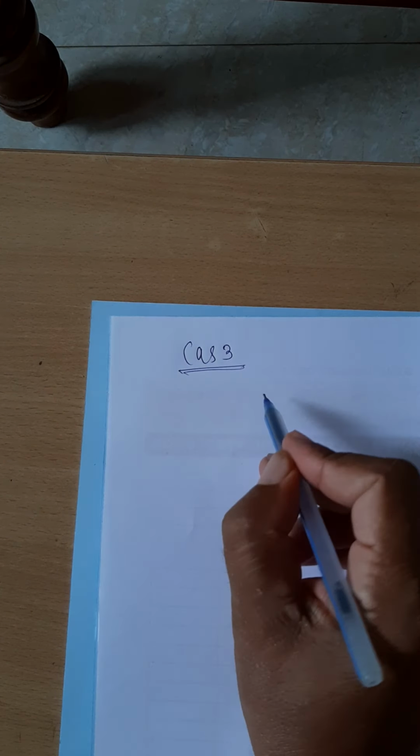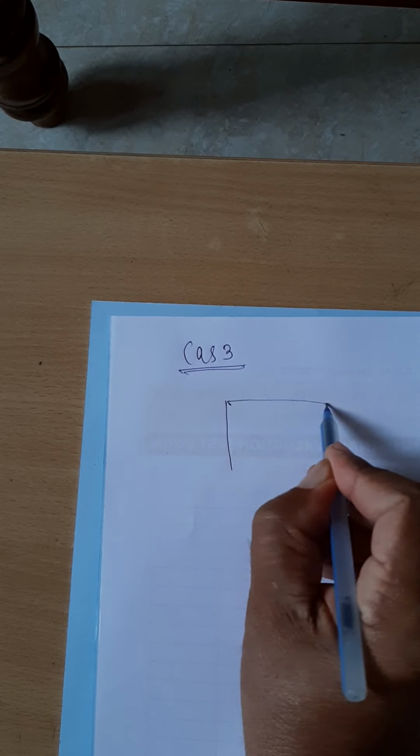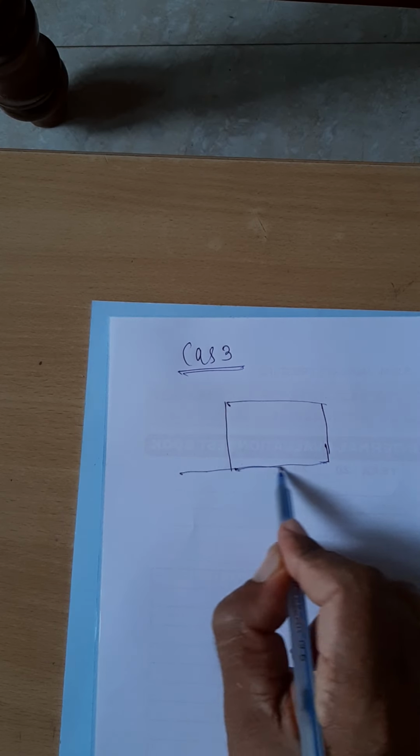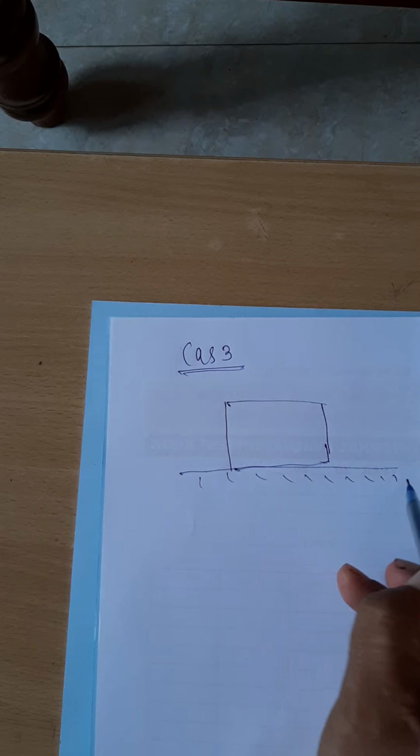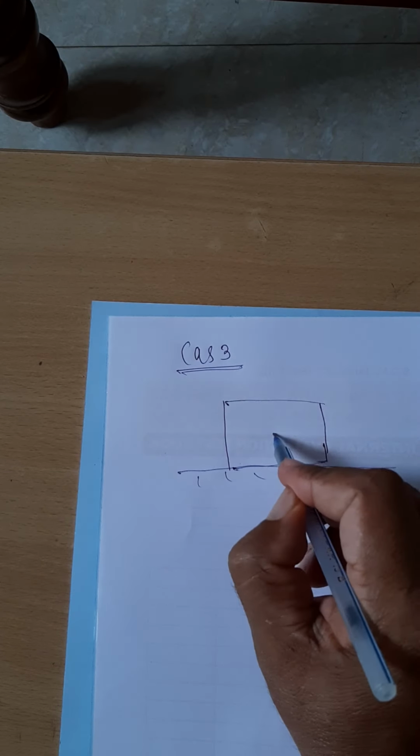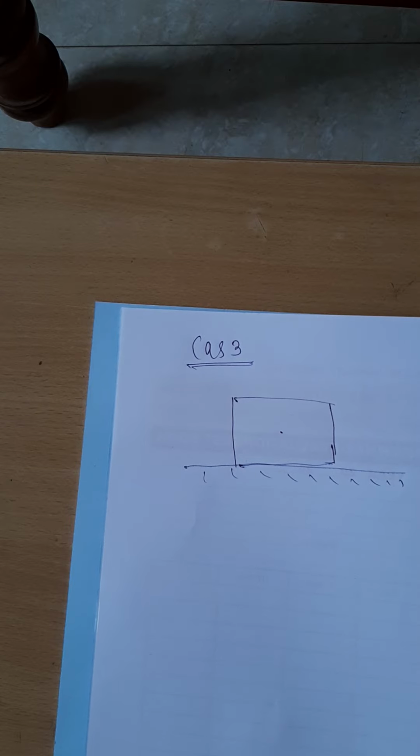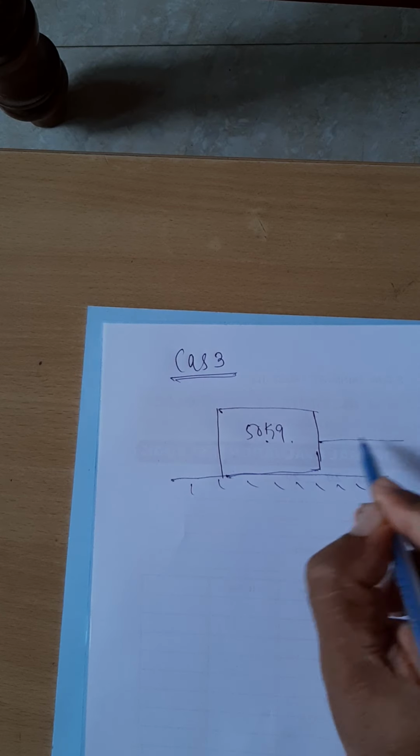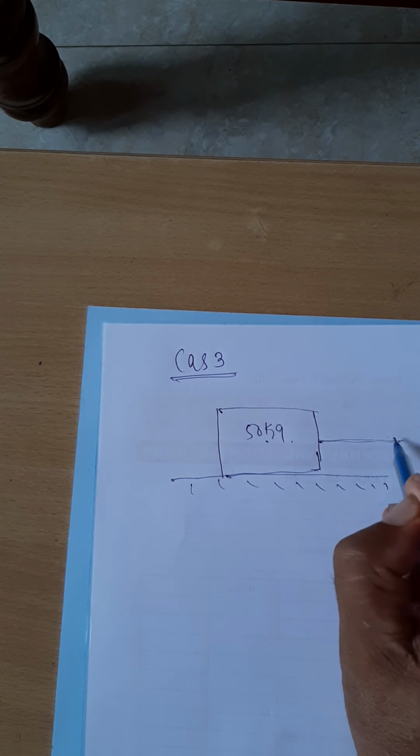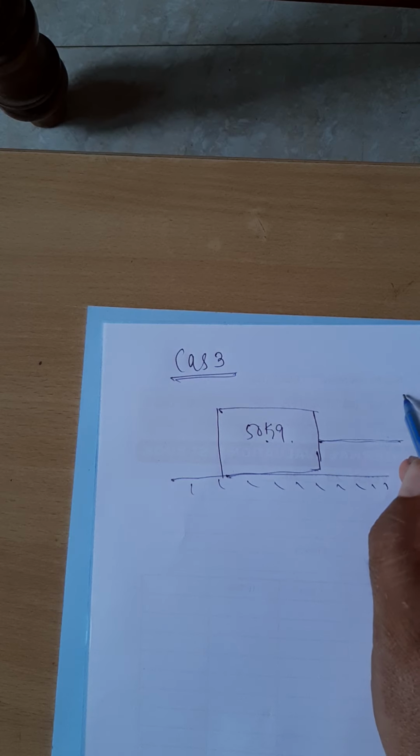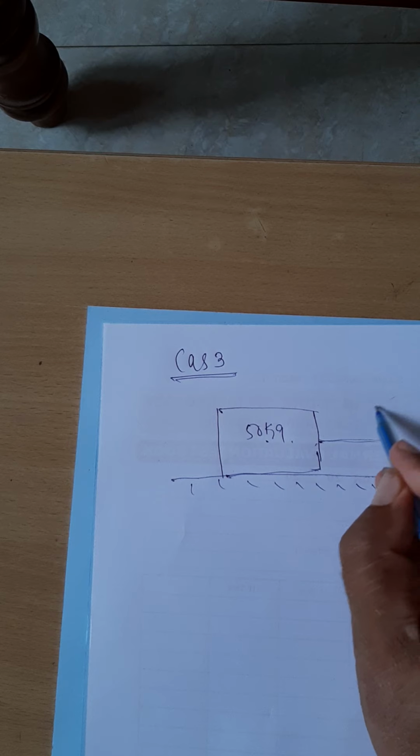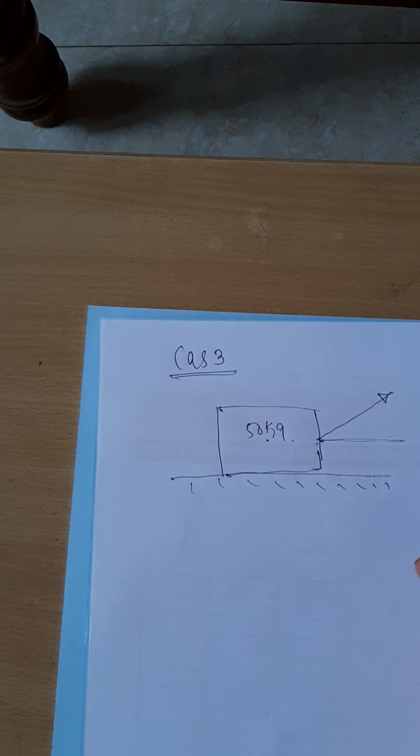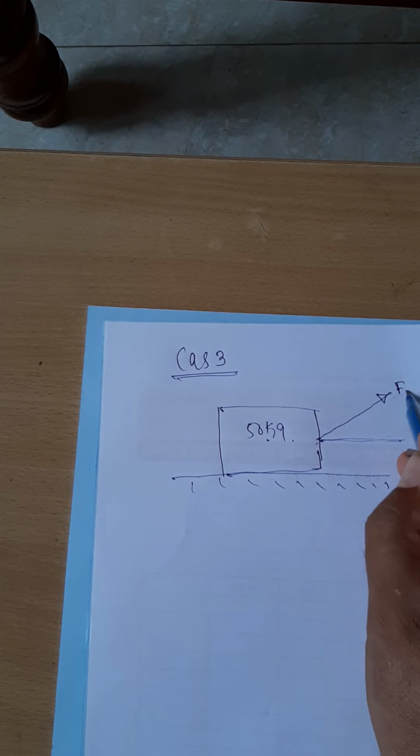What he is asking you to calculate in case 3 is: the same block is resting on the same horizontal surface, right? Now its mass is given to you, the mass of the body is 50 kg. Now he is applying the force at the same point. Earlier he applied it in the horizontal direction. Afterwards he applied the force on the body inclined at 45 degrees. Now he is dragging with a force of this much to set it in motion. This is the force F3.